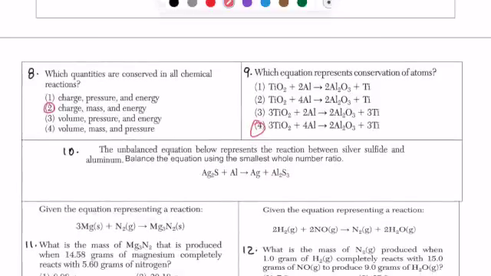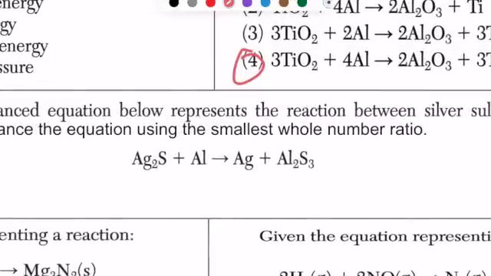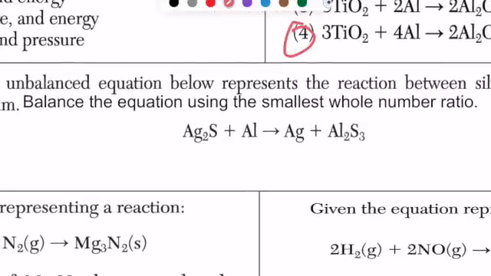The unbalanced equation below represents the reaction. We have to balance using the smallest whole number ratio. Remember, all you have to do is start counting the elements. We have 2 silvers on this side, so let's make 2 silvers on the other. 1 sulfur here, but we have 3 sulfurs here. Now remember, we cannot add a subscript. We can never add a subscript when balancing. All that we can add is a coefficient.